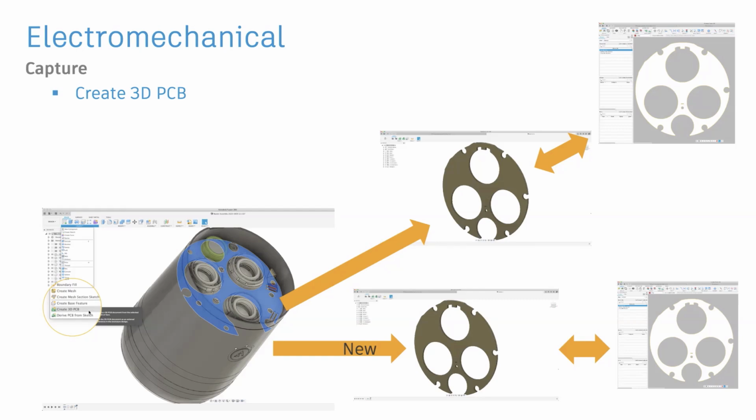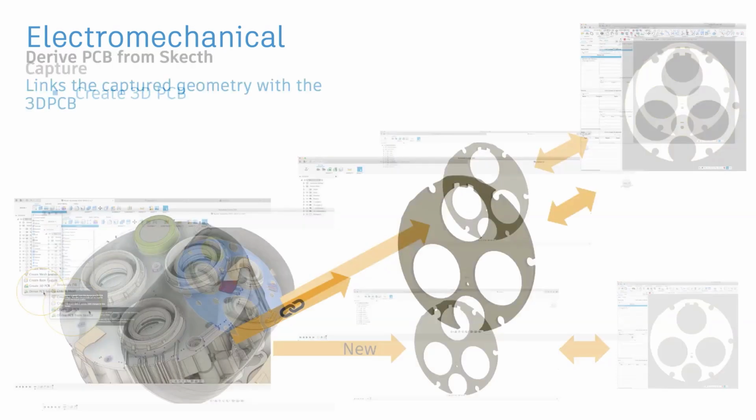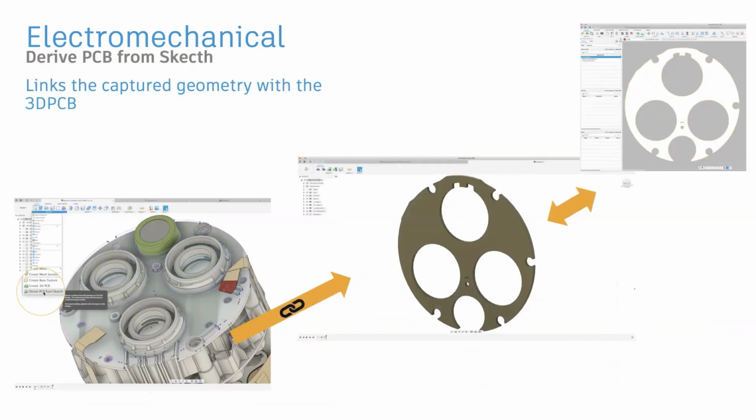Now with the Create 3D PCB option, every time I make any changes to my outline, I have to build a brand new branch. It's the only difference here. So it doesn't change. It's not really linked, because as you can see, my arrows only go in one direction. Now, to solve that, we have a system called Derive PCB from Sketch.